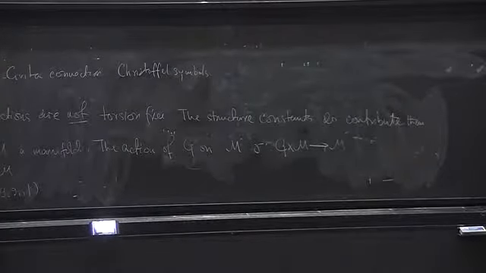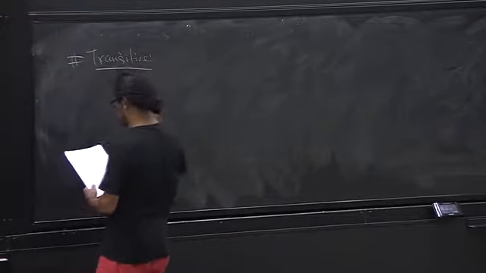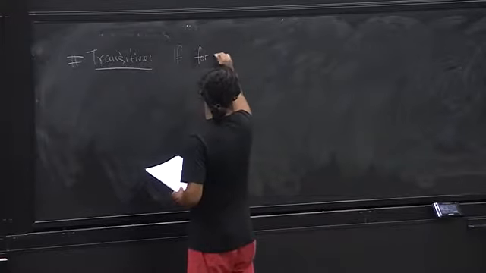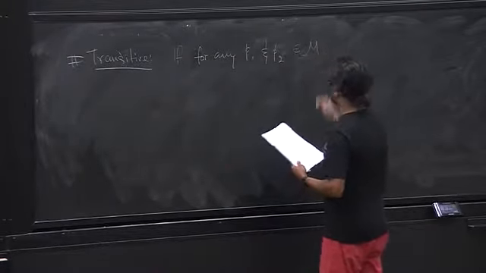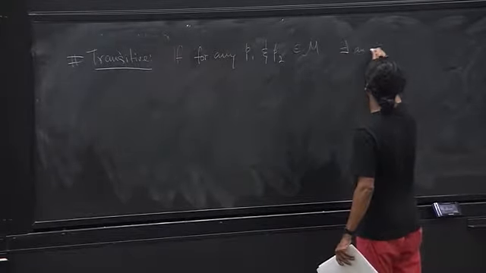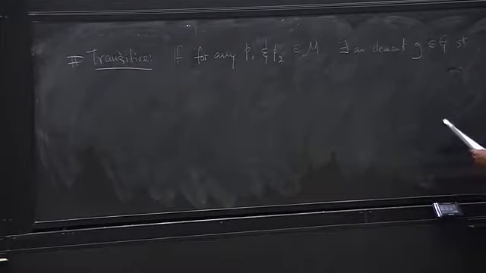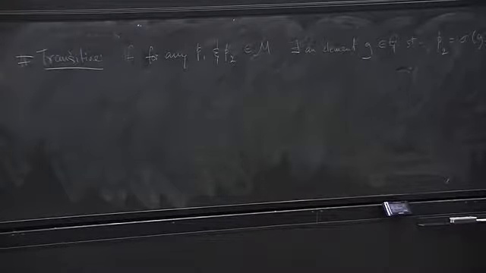So it can be transitive. So if for any P1 and P2 in M, there exists an element G in my group such that we can reach P2 by applying that element on P1, then the group action is called transitive.